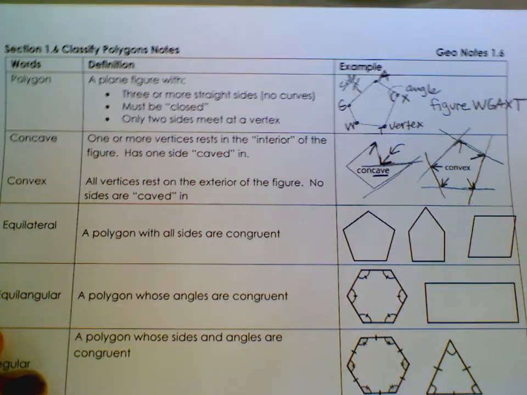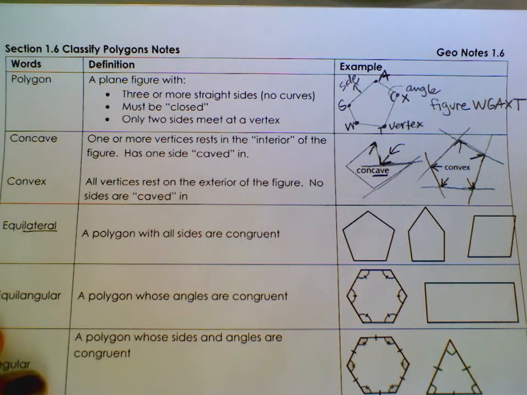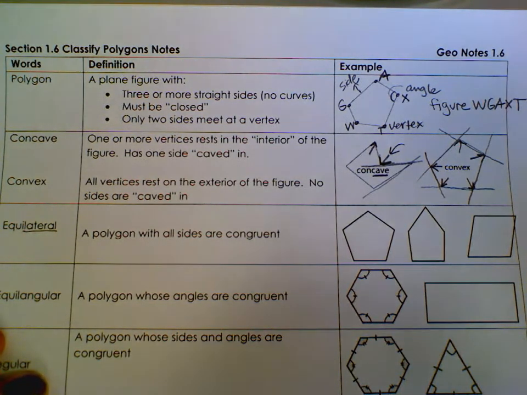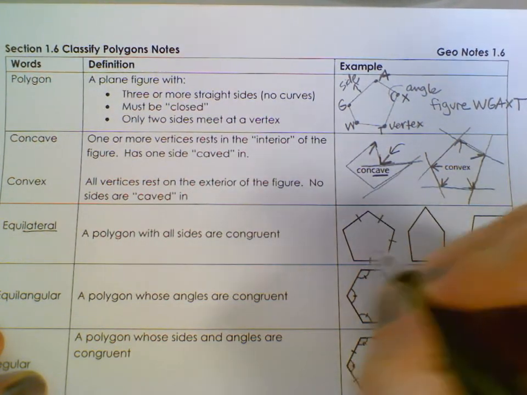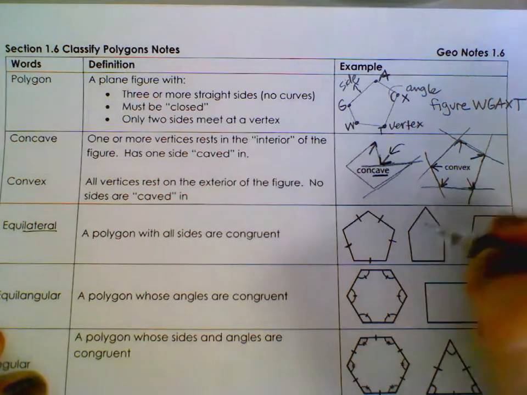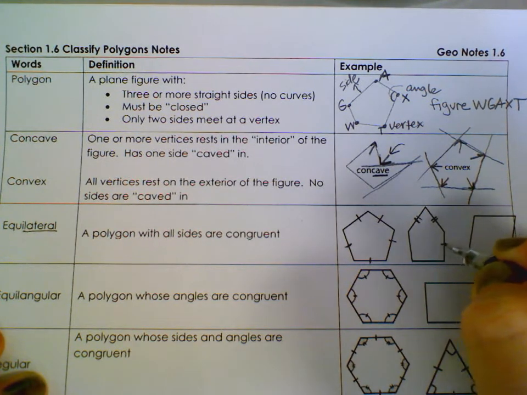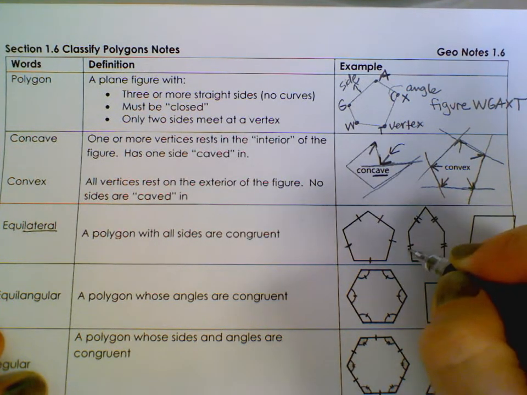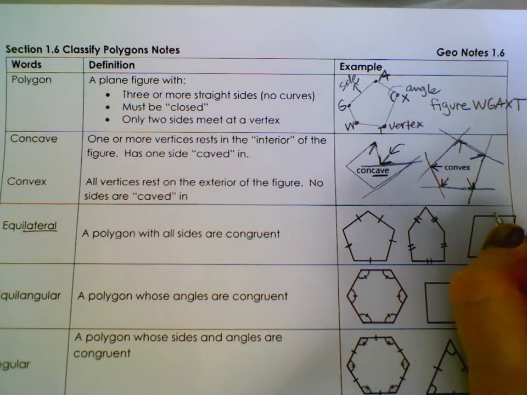All right, equilateral, lateral, that means sides. So it's a polygon with all sides congruent. All right, so the way we would see it, and you're going to have to mark your diagram, but right, you would see it with tick marks. This one is interesting. It looks like the angles are not congruent, so you can't have congruent sides without congruent angles.